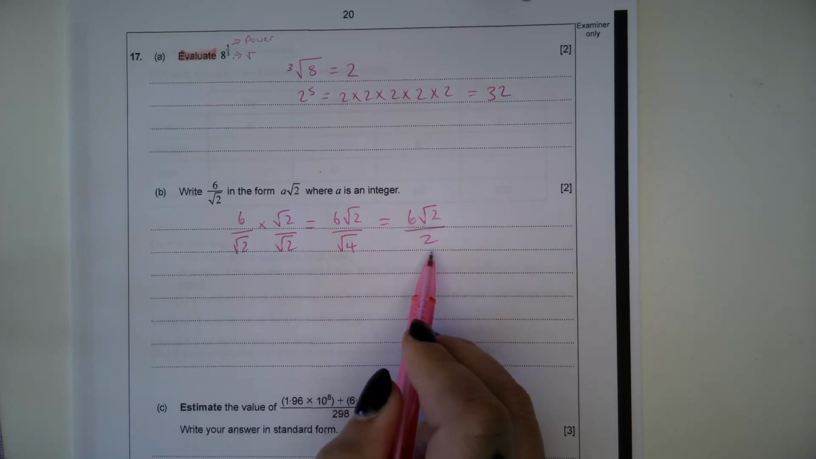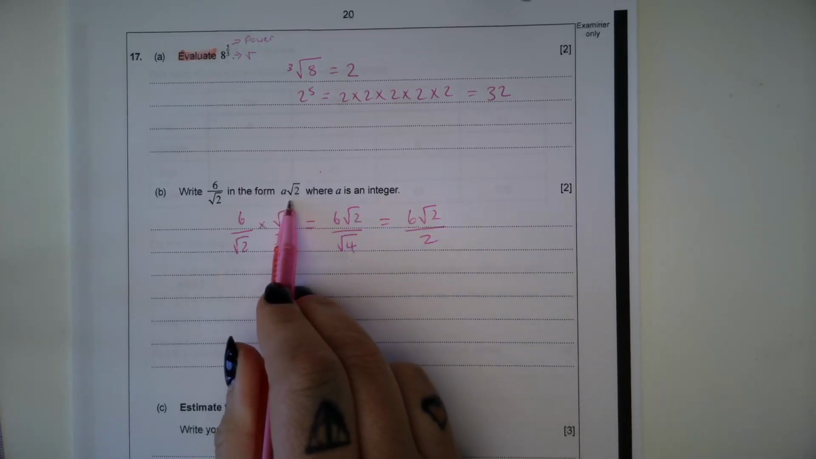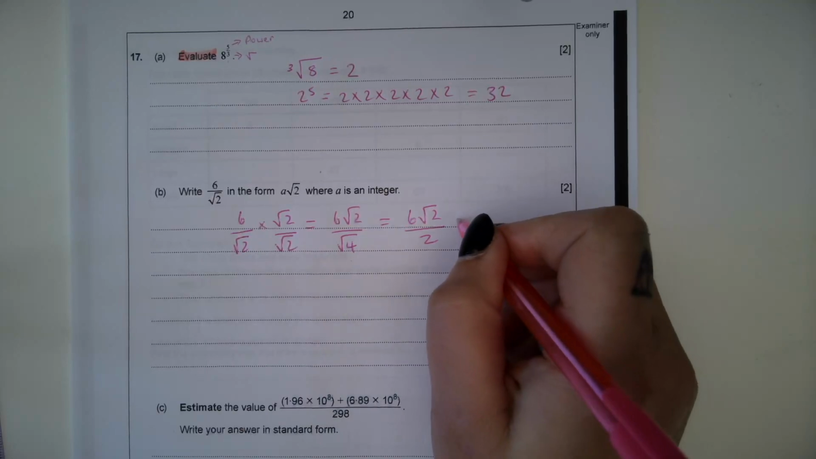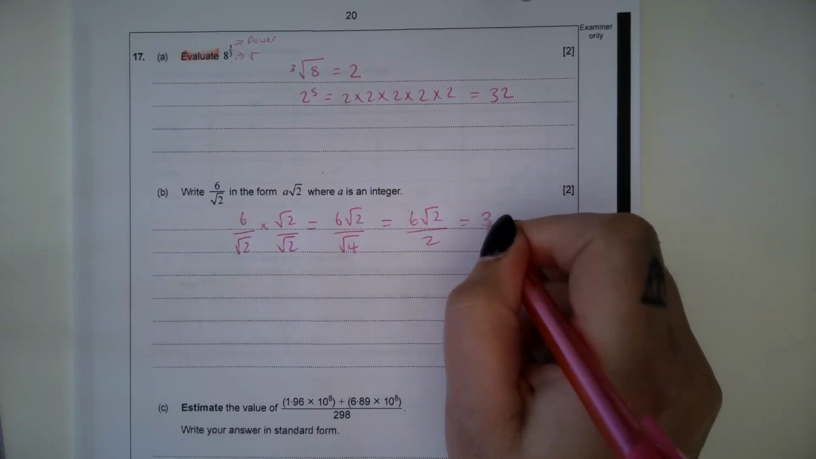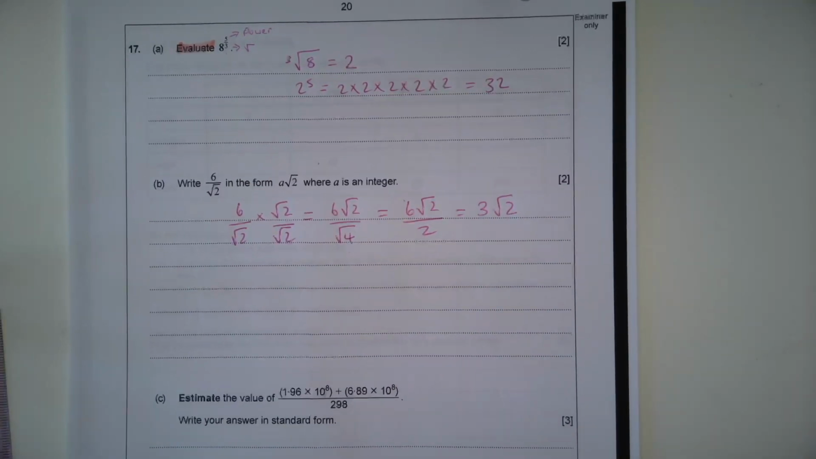Now I can simplify this, which is good because I don't want it as a fraction and I want a to be an integer. So 6 divided by 2 is 3, so this becomes 3 root 2.